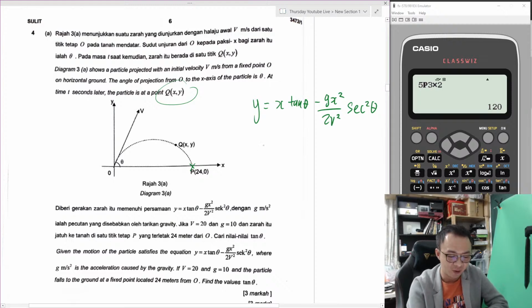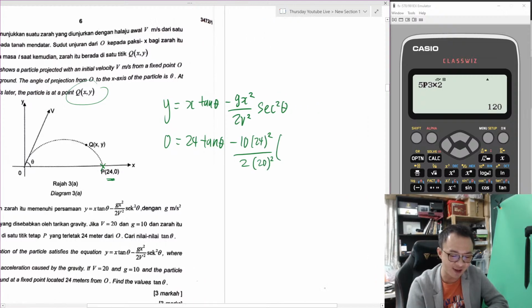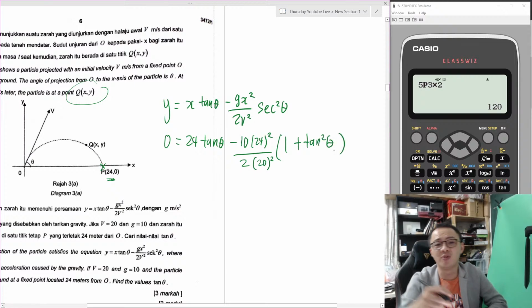So therefore, what I want to do here is I will sub in, this is (24, 0), right? 0 into y, 24 into x, and then I'm trying to find theta. I assume the gravity still remains the same, 10. So this is 24 squared, over 2 times v squared, v should be 20 squared. And secant squared, I don't like secant squared here, so I change it to 1 plus tangent squared, because we have a formula, secant squared theta equals 1 plus tangent squared theta, right?